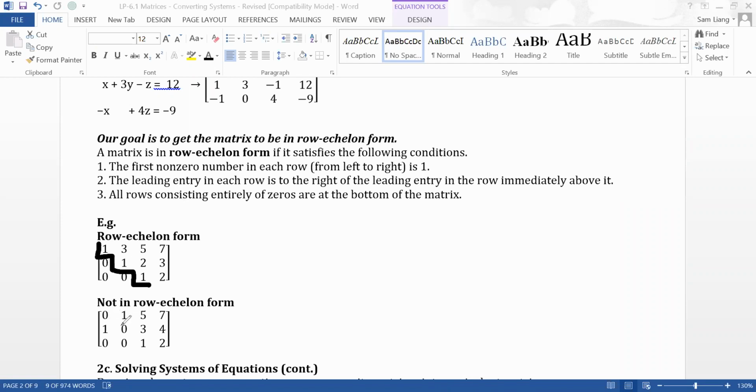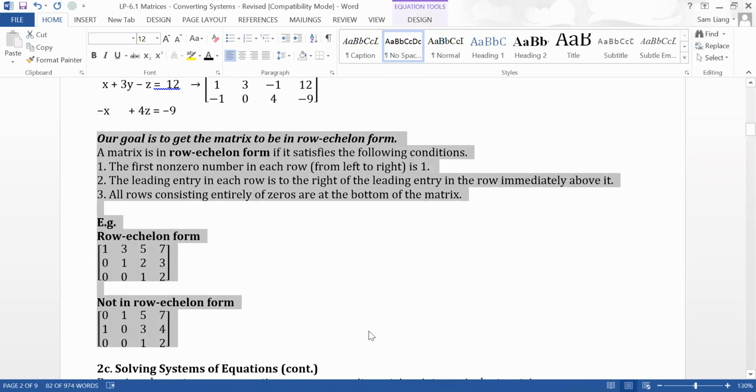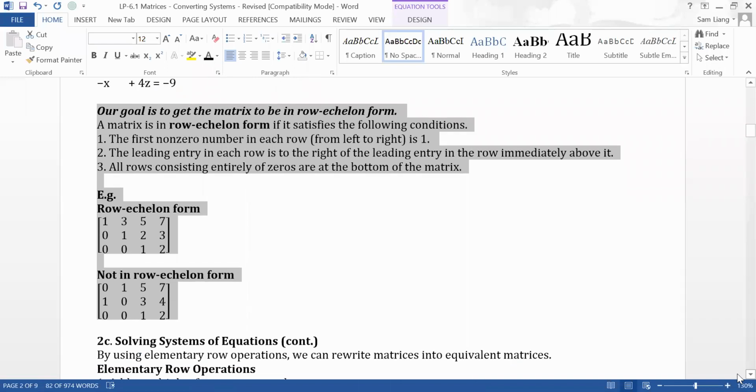Okay. The second one, this is not in row echelon form because this is not in a staircase pattern, right? So as you see, it zigzags like that. So that's not in row echelon form, but this first one is because of the staircase pattern that you can see. Okay. All right. So make sure you have that in your notes, and now that we know what we're trying to get to, next, we'll talk about how to actually get there.